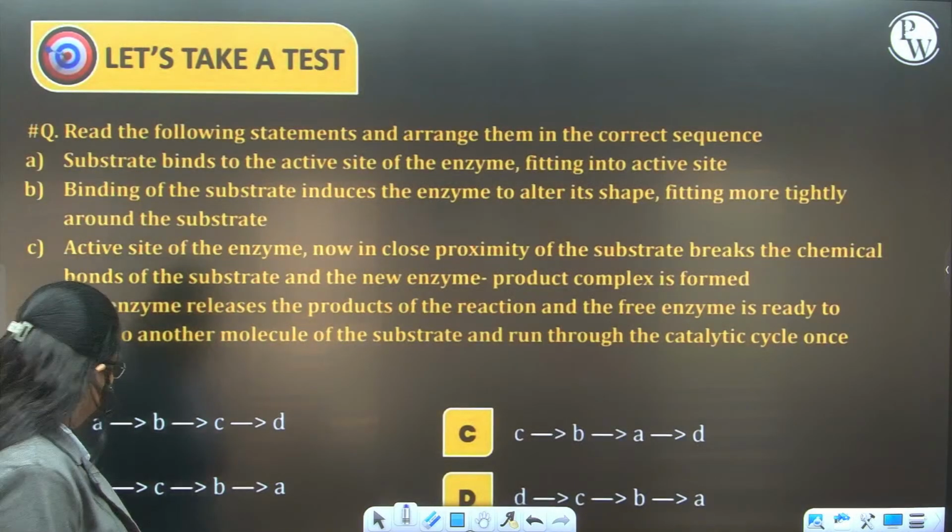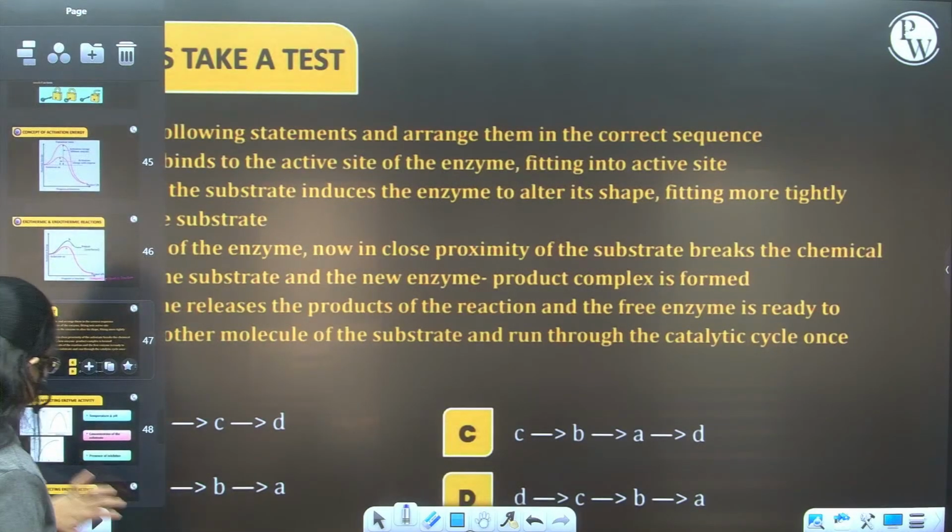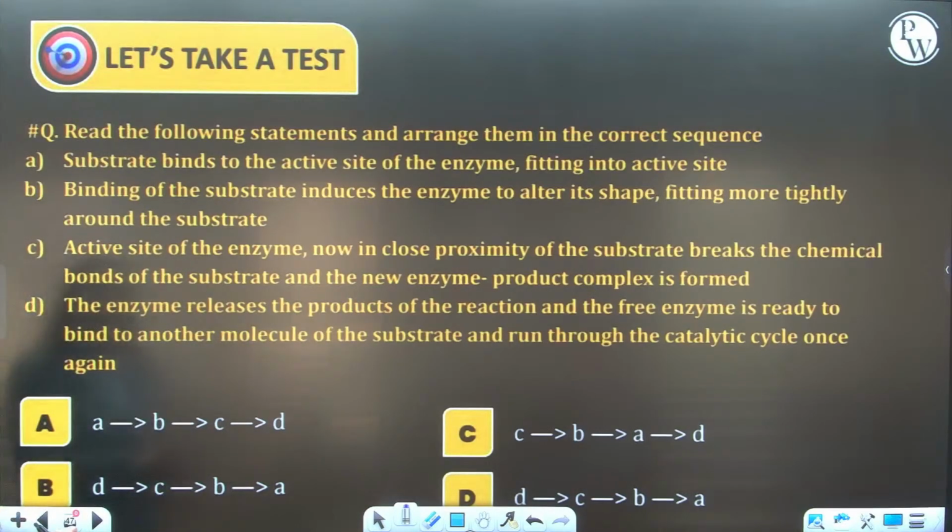So on the basis of that, let us now quickly solve a question. Read the following statements and arrange them in the correct sequence. Substrate binds to the active site of the enzyme, fitting into the site, followed by binding of the substrate. You have to choose which is the correct sequence. Second is binding of the substrate induces the enzyme to alter its shape, fitting more tightly around the substrate. Active site of the enzyme, now in close proximity of the substrate, breaks the chemical bond in the substrate, and the new enzyme product complex is formed. Enzyme releases the product of the reaction, and free enzyme is ready to bind to another molecule of the substrate and run through the catalytic cycle once again. Giving you 15 seconds, solve it and let me know the answer.